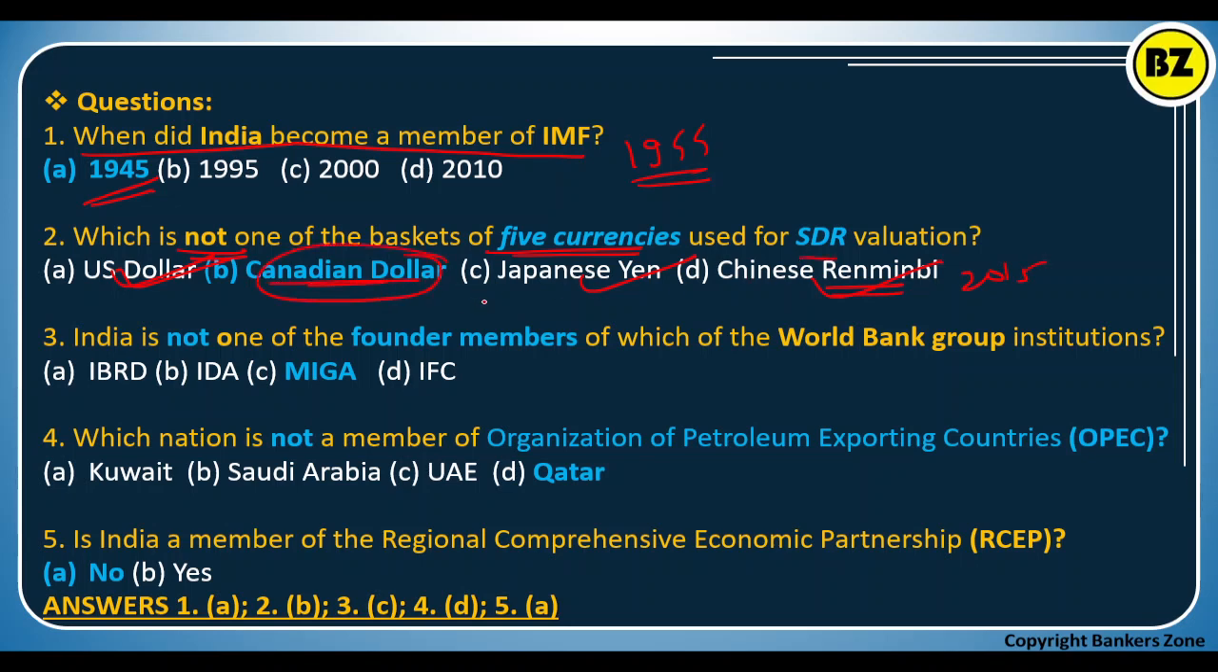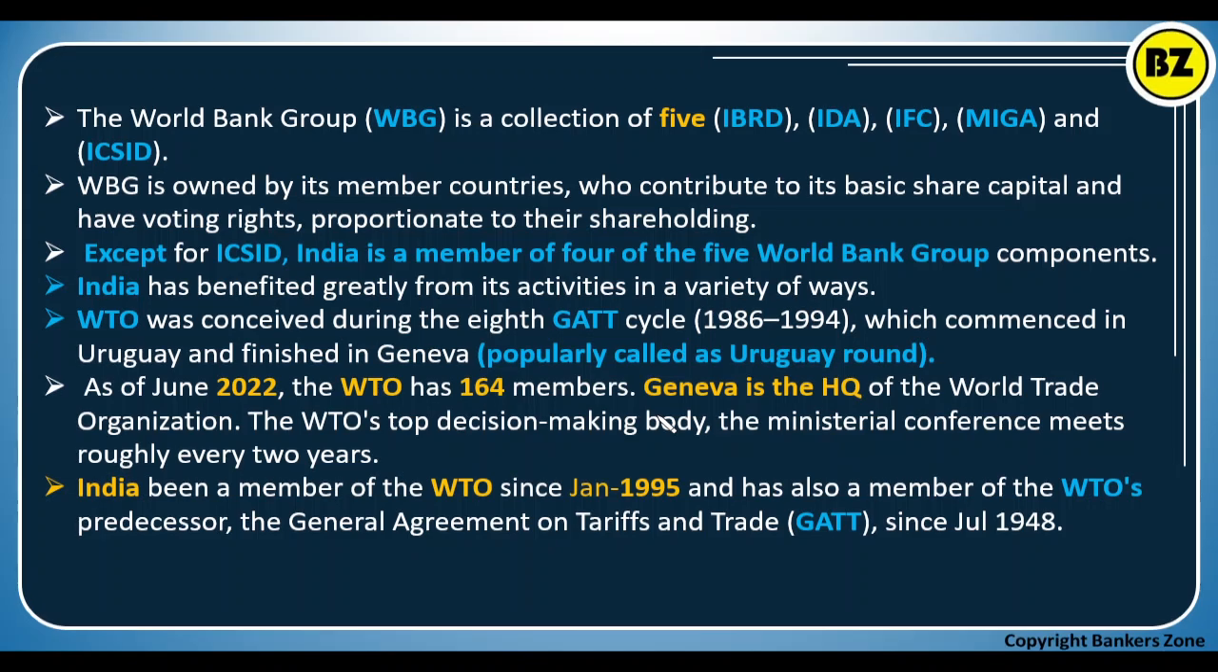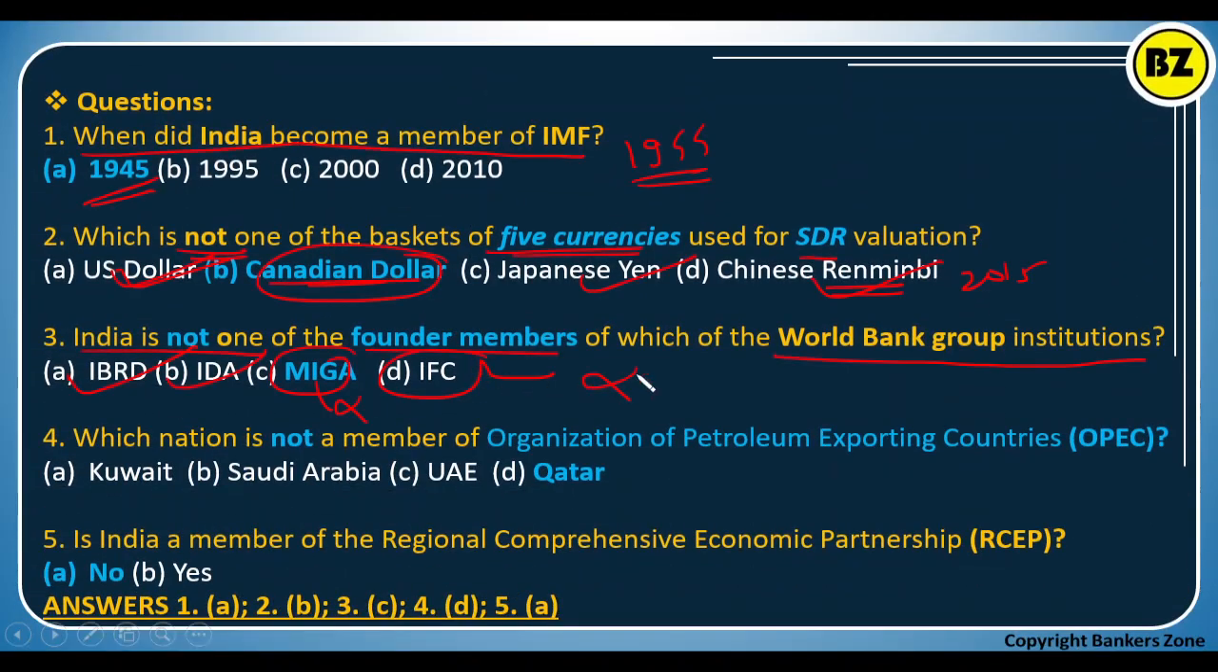India is not a founder member of which of the following World Bank Group organizations? India is a founding member of IFC, IBRD and IDA, but for MIGA, India is not a founding member, and India is not even a member of the last organization, that is ICSID.